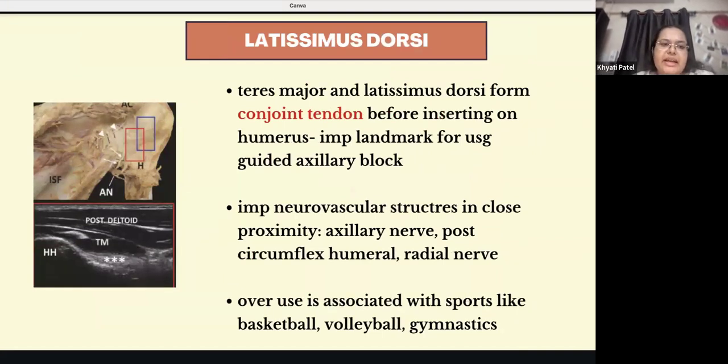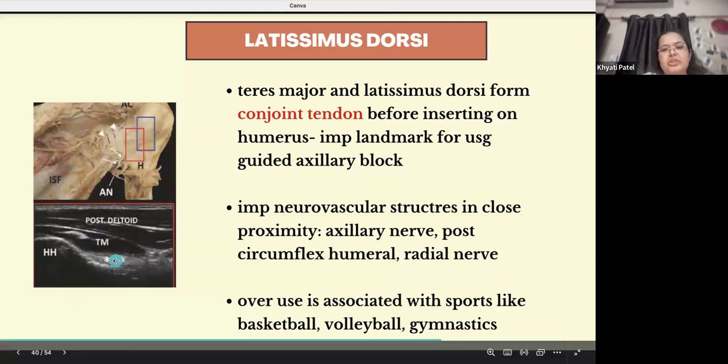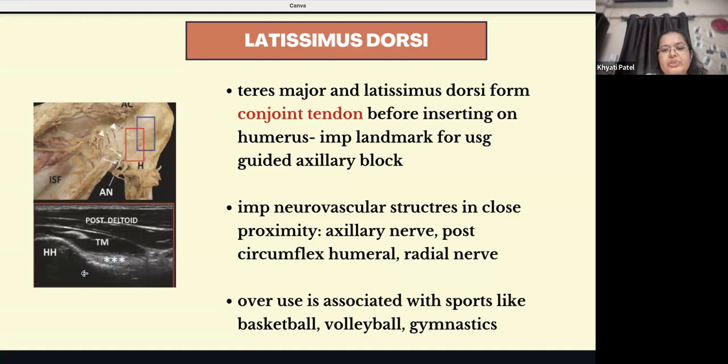And another important landmark when scanning will be teres major and latissimus dorsi. They both join together and form the conjoint tendon when it inserts onto the humerus. So this is one important landmark when we are giving an axillary nerve block. Your probe will be in the posterior part of the shoulder, and you will be looking for the neurovascular bundle, which is near the conjoint tendon. So the axillary nerve, posterior circumflex humeral artery, and radial nerve will all be in that vicinity.